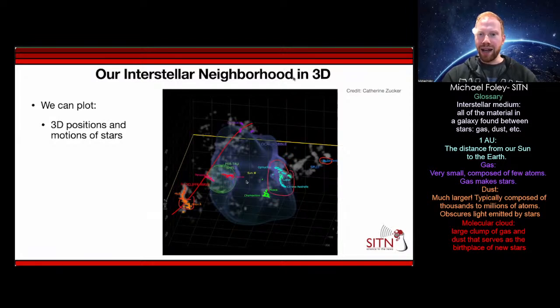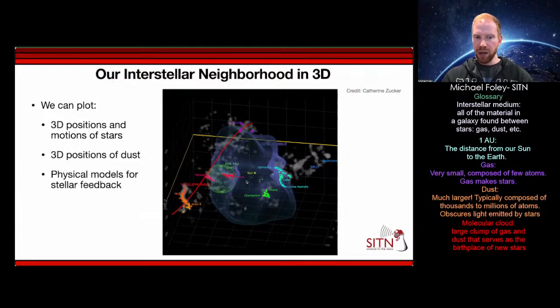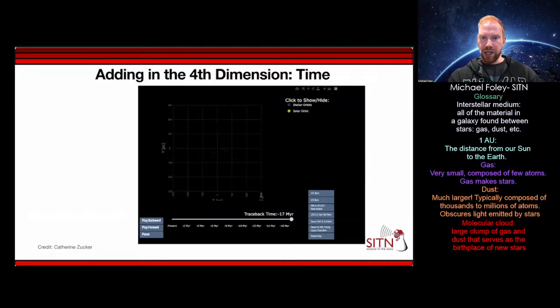And we can plot 3D positions of molecular clouds measured by dust. And then we can start taking our simulations and implementing physical models for stellar feedback, along with all this other information. So that means that even though we're only observing things at one moment in time, thanks to our simulations, we can construct physical models for what might have happened in the past to get us to where we are right now. So we map things out in 3D, but we can add in a fourth dimension of time here.